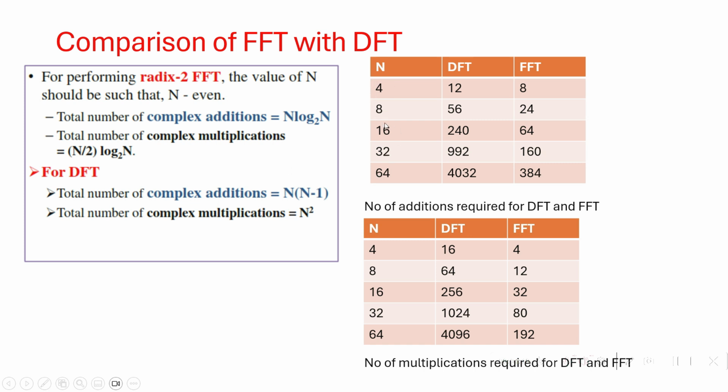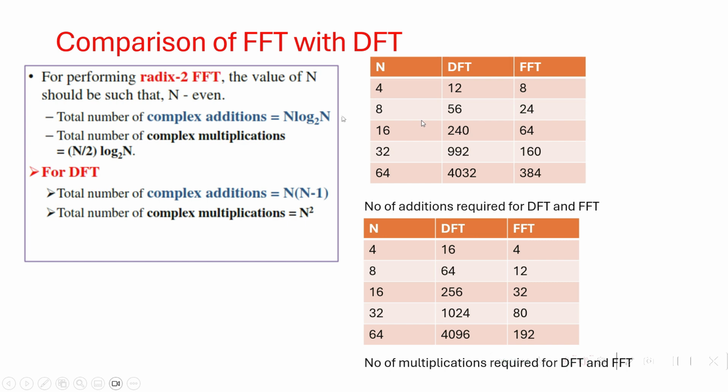For different values of N, we can see the number of additions required for DFT and FFT. In the conventional DFT, if you take the 4-point DFT, the formula is N into N minus 1, so 4 into 4 minus 1 is 3. So 4 into 3 is 12. In the case of radix-2 FFT, if you substitute N equal to 4, the 4 can be written as 2 power 2. So log 2 base 2 is 1, and the power is 2. So 2 into 4 is 8. Similarly, for the 8-point DFT, here 8 into 7, so 56.